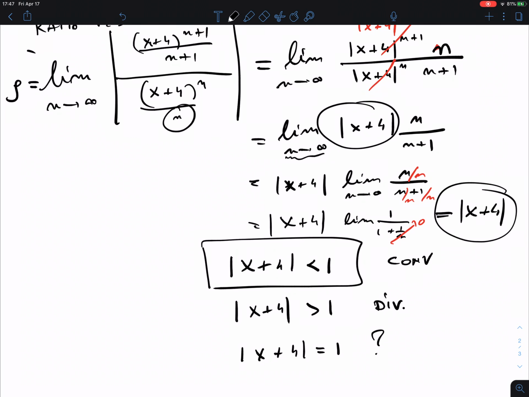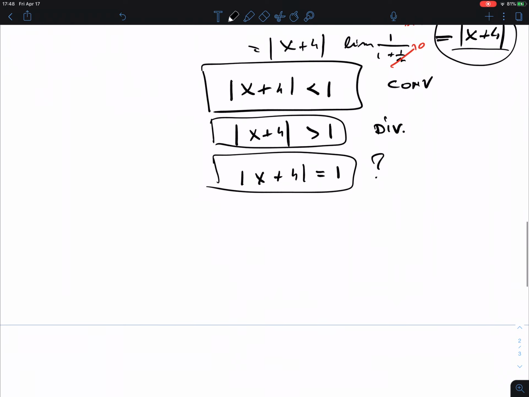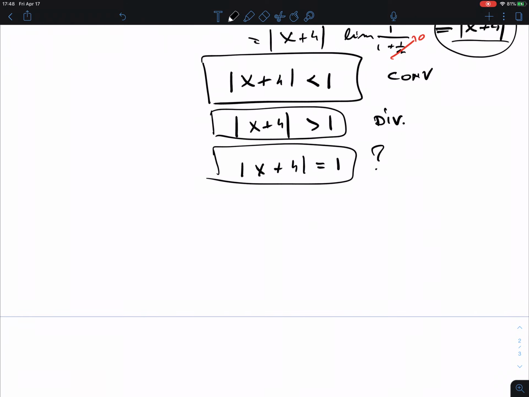Okay, so we found rho was the absolute value of x plus 4, and then we have the three possibilities: less than 1, bigger than 1, and this case that we don't know. Let's look at each of these three possibilities. The absolute value of x plus 4 less than 1. What does that mean? Well, an inequality, you can solve it algebraically. You can say that x plus 4 lies between -1 and +1. That's what an inequality with absolute values means.